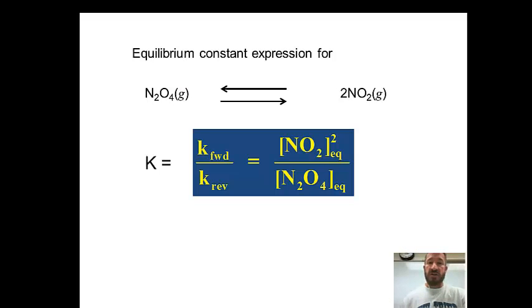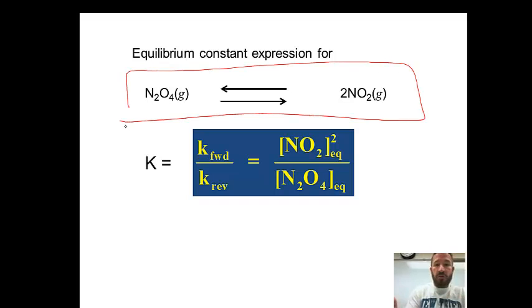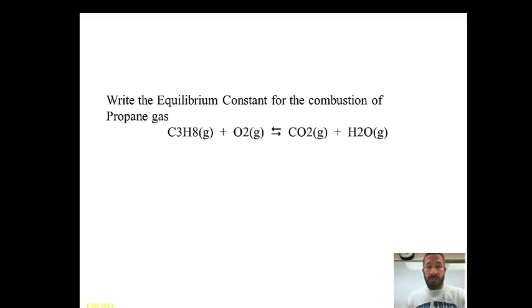equilibrium expression. So if you were to write a K for the reaction we saw earlier for our colorless gas going forward to the brown gas, this is how this K would be written, with the nitrogen dioxide squared on the top and the colorless gas on the bottom. So let's see if you could write the equilibrium constant for the combustion of propane gas. You can stop the video and see if you can do that.